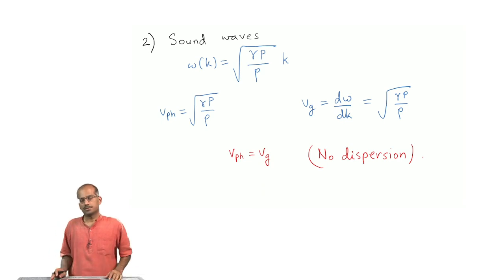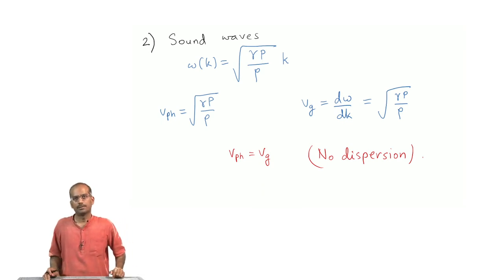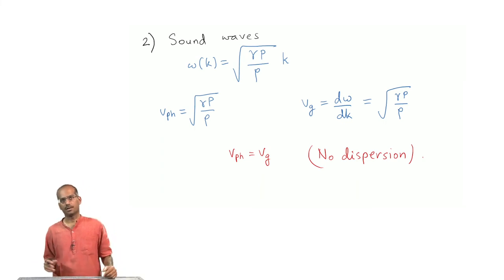Now, think about this result for a moment. Suppose there was dispersion in sound waves. The medium through which a sound wave travels is simply the air around us. Now, if that medium were dispersive to sound waves, what would happen? Whatever I speak, which is made up of many different frequency components, would reach you at different times. So, it can be quite confusing.